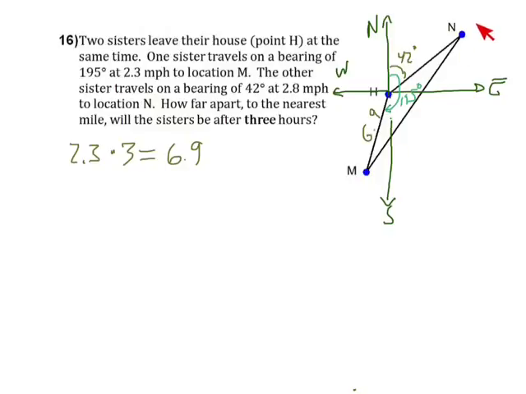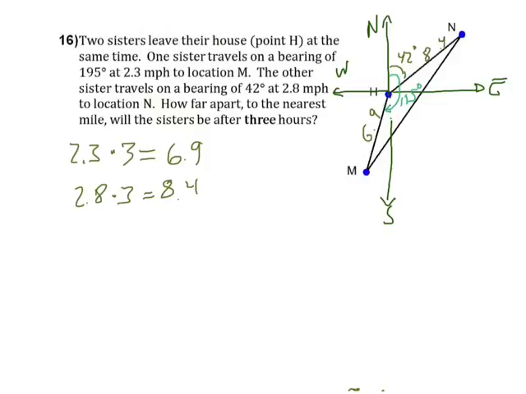Then we need to travel from H to N. In 3 hours, we're going to have 2.8 times 3. That's going to give us 3 times 3 is 9, minus 0.6 would be 8.4. All right, so we have 8.4.